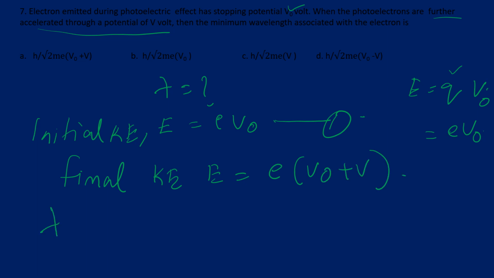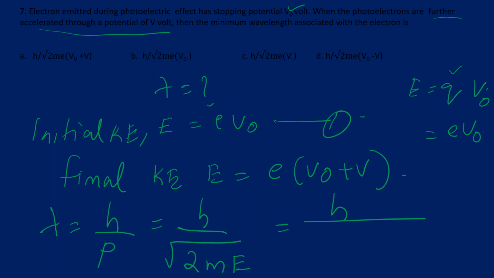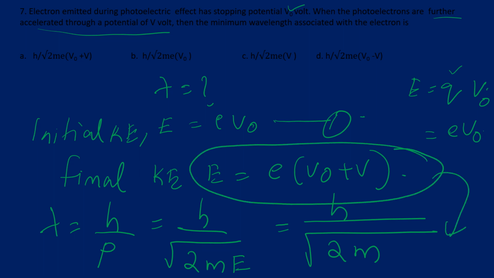We also know that the equation for lambda is h by p, where p is the momentum, and p is square root of 2mE. So we can substitute the value: h by square root of 2m, this one we already know. So we will get h by square root of 2m into e into (V0 plus V). So option A is the correct one.